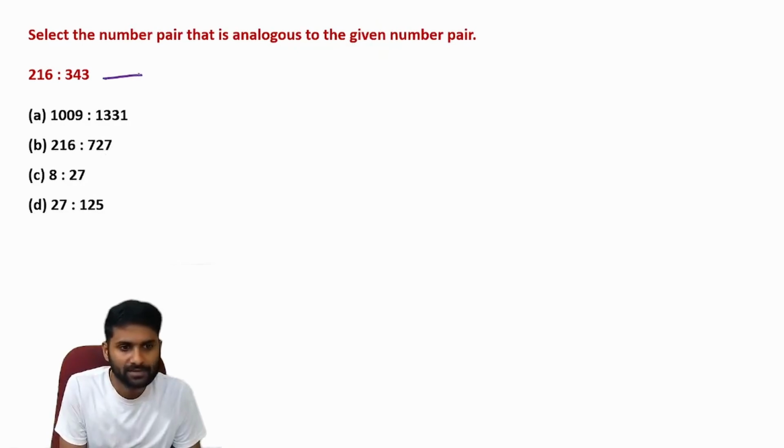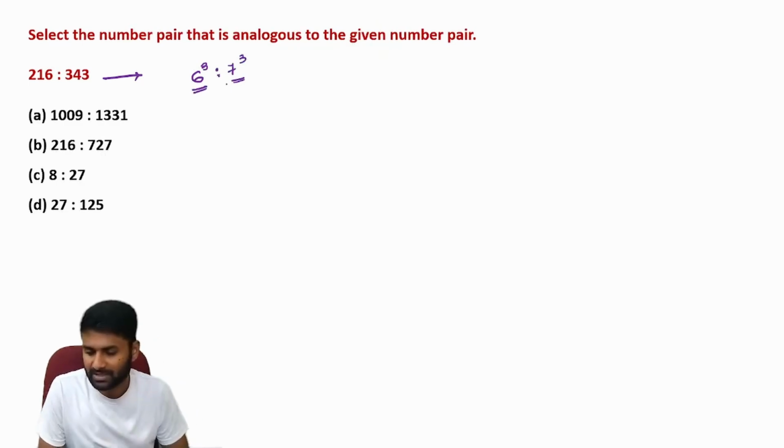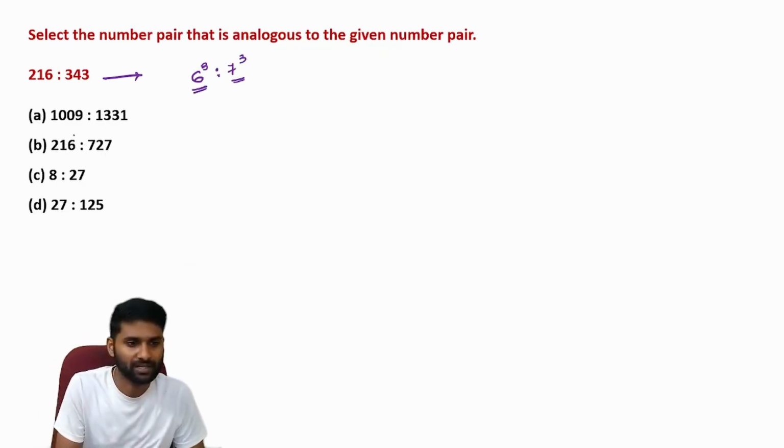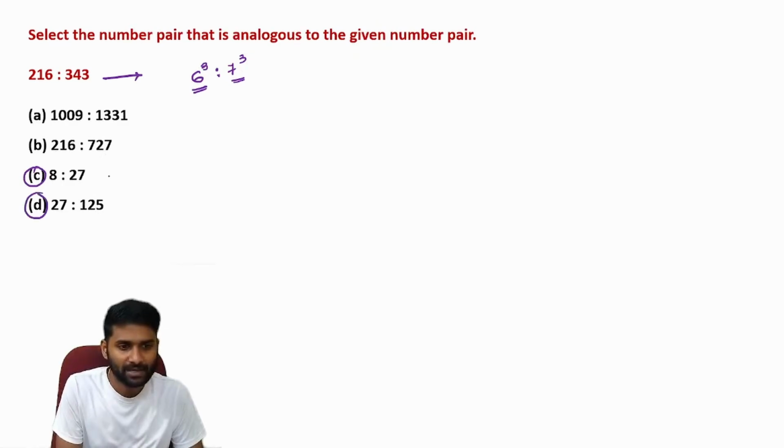Now see, this is all about 6 cube and 7 cube. The cube of those numbers: 6 cube is 216, 7 cube is 343. If you observe, cubes are available in C and D. If you go through that, 8 is 2 cube, 27 is 3 cube. In the same way, this is 3 cube and 5 cube.